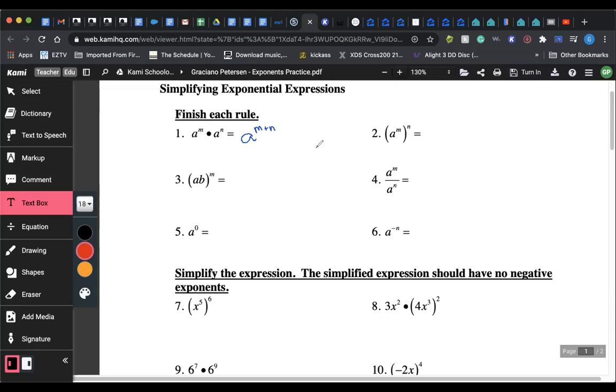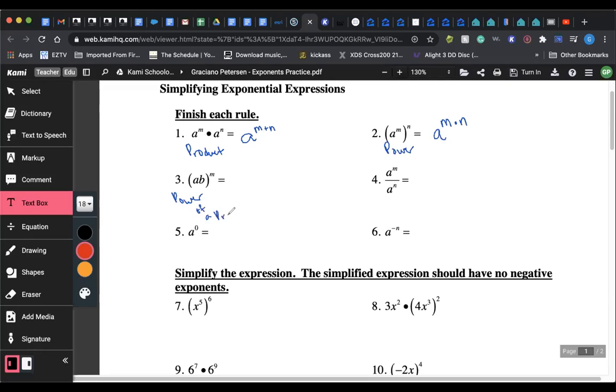What about number 2? Which rule is this? The quotient rule. Number 2 is actually the power rule. It's a to the m, to the n, which is a to the m times n. For the power rule, keep the base and multiply the exponents together. Good.